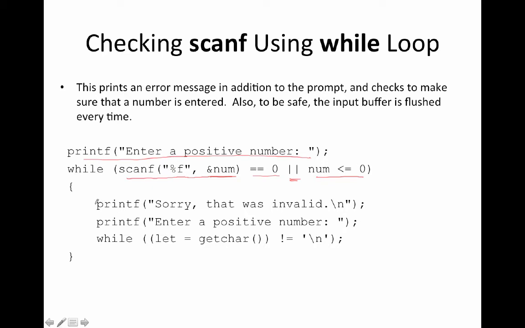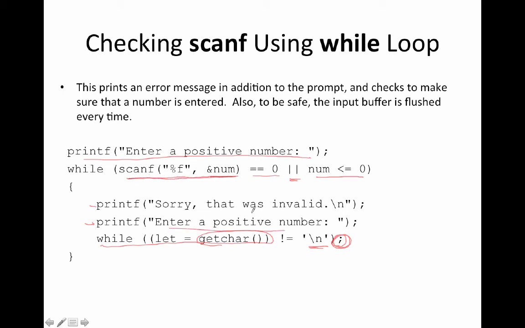So that's going to execute the action and say, sorry, that was invalid, and then prompt the user again to enter a positive number. Now this while loop is going to read one character at a time and check to see whether it's equal to the new line. And the action, again, of this while loop is the empty statement or the null statement. So all we're doing here is just getting rid of all of the characters up through the new line that are in the input buffer. So if the user typed in a bunch of stuff, we're going to get rid of all of that before we go up here and attempt to execute this again.